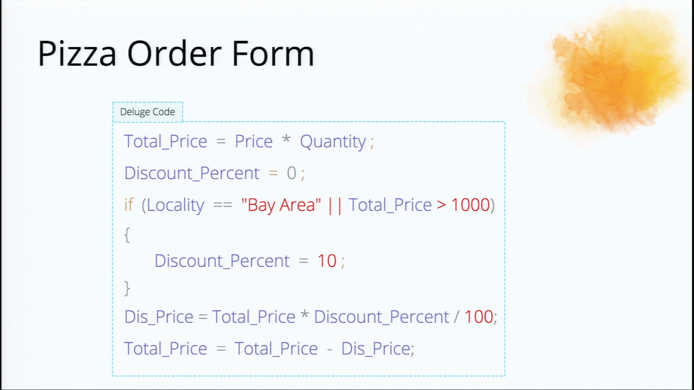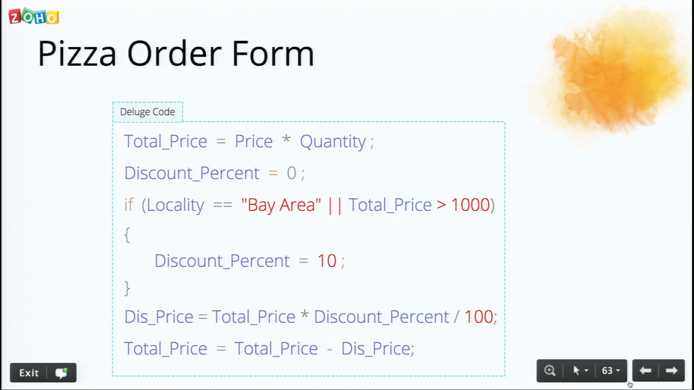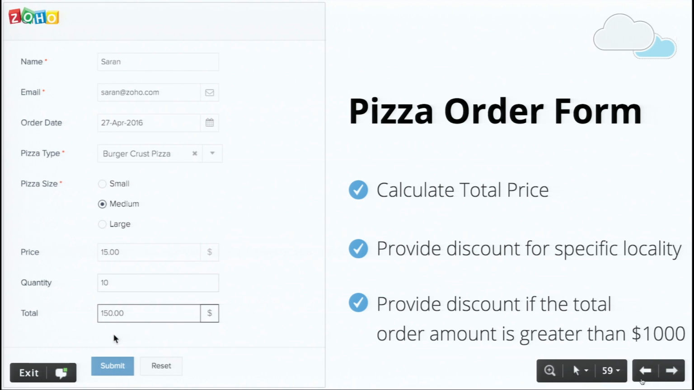Was the discount percent one of the fields on that form? Did it show, or is it running behind the scenes? That's a very good question. Can anyone say what the fields and the variables are here? When you write in Deluge, don't worry about it as a field or as a variable. In this case, the total price which I showed in the form, this is the total price, this is the quantity, this is the price. Each one of them is a field.